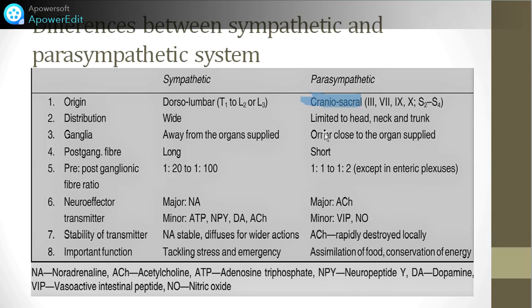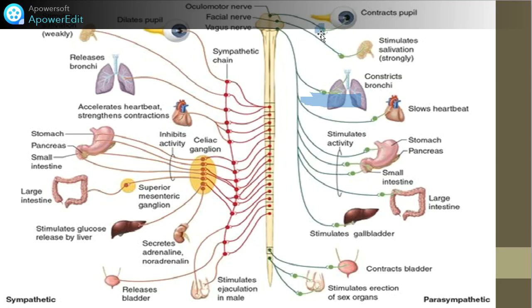Next is distribution, limited to head, neck and trunk. Ganglia are on or close to the organ, and postganglionic fibers are short. So you can see these ganglia, green colored, are very close to the organ. So this is ganglia and this is organ. They are very close to the organ, and also the postganglionic fibers are very short in parasympathetic system. It is opposite in case of sympathetic system.